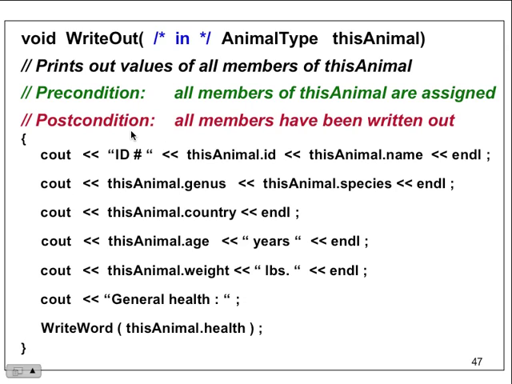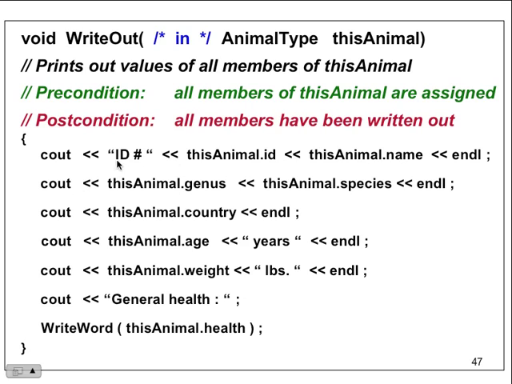When the preconditions and the postconditions, this is the syntax that most of my lecture slides actually use. In terms of the precondition, all the members of the animal are assigned. As the post, all members have been written out to the screen, which means before this function call, we've assigned, hopefully, a value to all of these structure members, data members. And then as a postcondition, after the function runs, we're going to print it out to the screen.